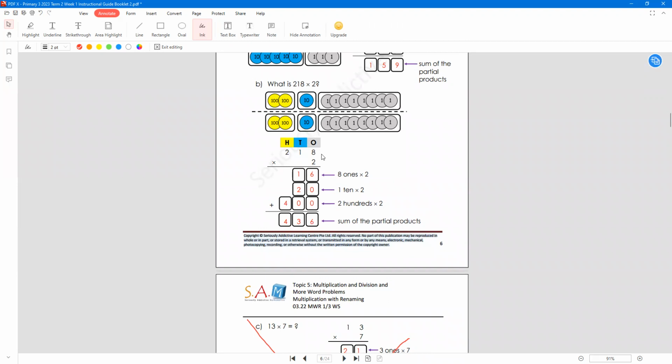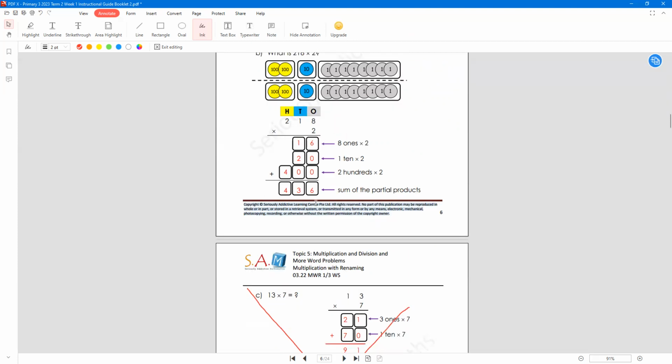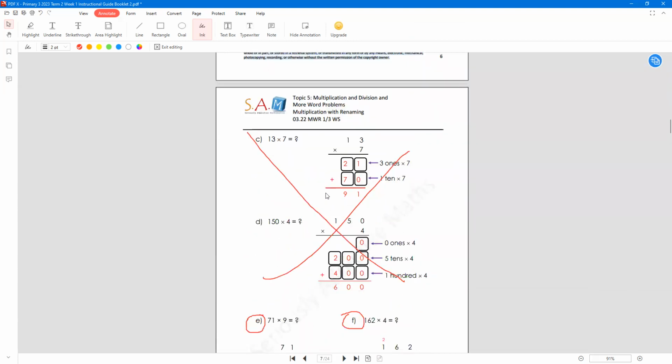So what if it's 3-digit? Basically, the 3-digit is the same as 2 times 8 ones plus 2 times 1/10 plus 2 times 200s. Right? So 2 times 8 ones is 16. 2 times 1/10 equals 20. 2 times 200 equals 400. Add together, 436. And then we're going to skip all these questions, all right, as practice.